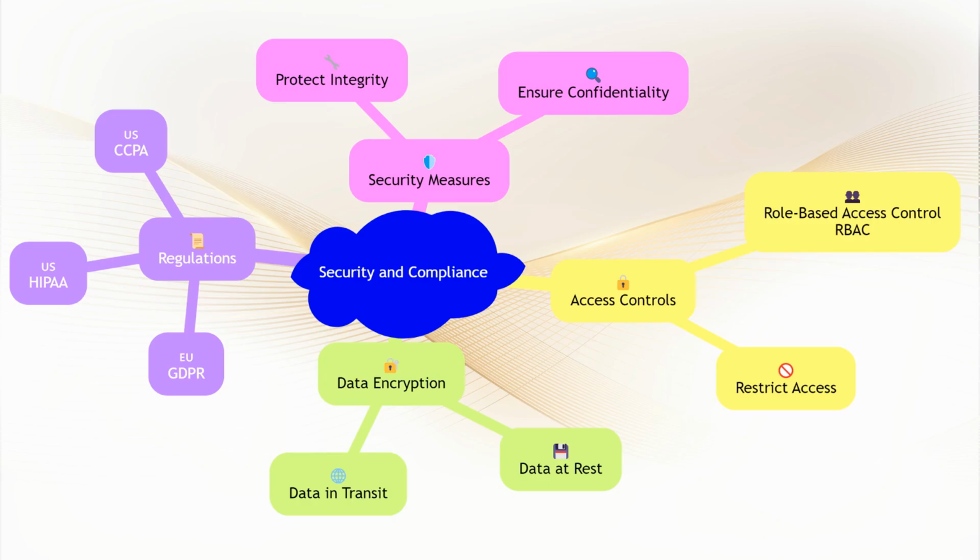Security and compliance are critical considerations when configuring an environment for a job run. This involves setting up access controls, encrypting data, and ensuring compliance with relevant regulations. For instance, you might need to implement role-based access control, RBAC, to restrict access to sensitive data and resources. Encrypting data at rest and in transit helps protect it from unauthorized access.